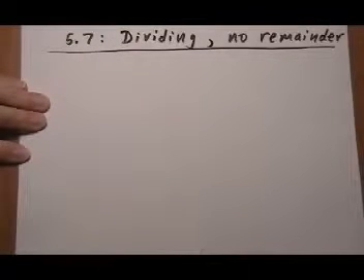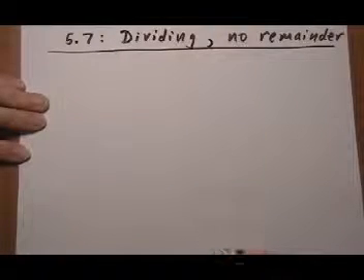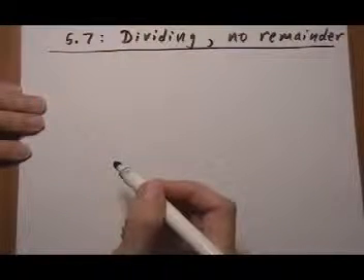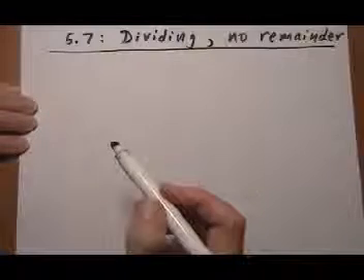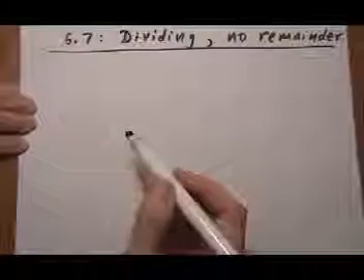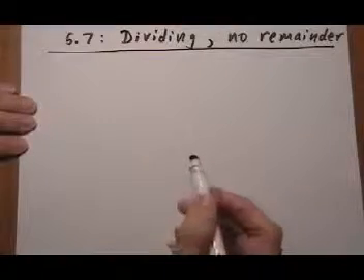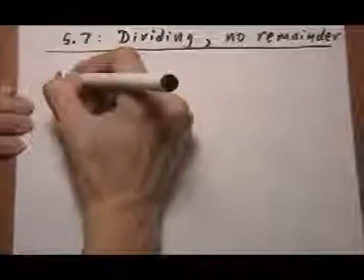Section 5.7. In this section we're doing division with algebra, and we're going to do long division because we're dividing a polynomial by a polynomial. So first what we're going to do is look at how we do long division for just arithmetic with no variables, and the process is really similar when we move over to algebra. So first let's look at arithmetic.